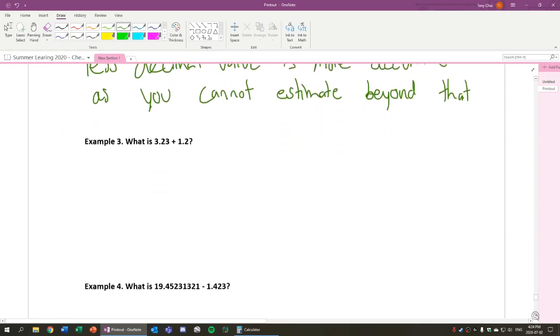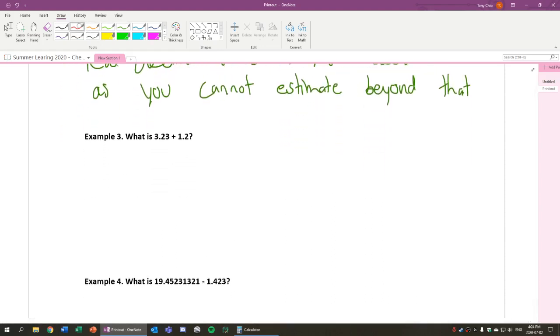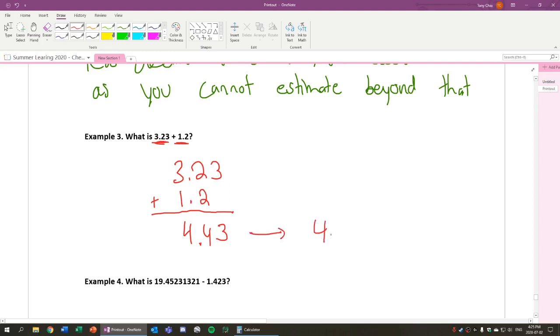In this example, you have 3.23 plus 1.2. If I were to solve this, it would be 4.43, but I want to round to the least number of decimal places. This one has 1 decimal place, and this one has 2 decimal places. I want to round to 1 decimal place, which is why it should be 4.4.